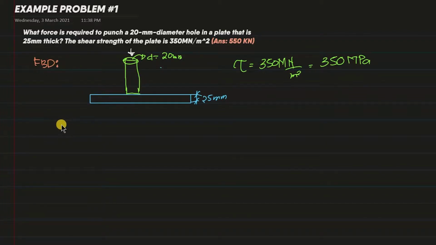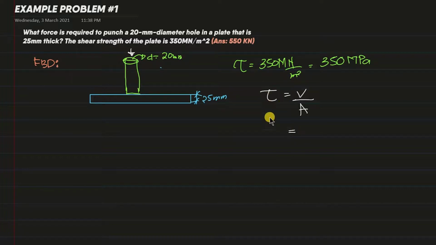Ilatag natin yung formula. Tignan natin kung anong nawawala or kung anong kailangan pa nating hanapin. Tau is therefore equal to V, or the shearing force, divided by the area. Okay? So, do we know the area? Definitely yes. So, solve natin yung area na to, mga bis. Itong T, yes, alam din natin yan. Given yan. Pero V is unknown. And yun yung hinahanap natin. So, it's just simple substitution, mga bis.